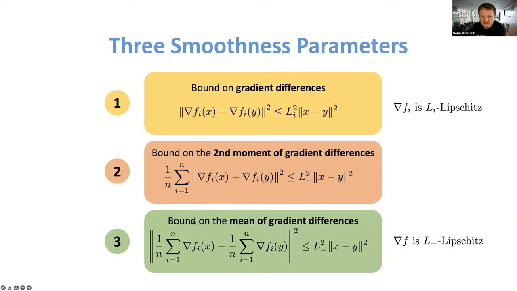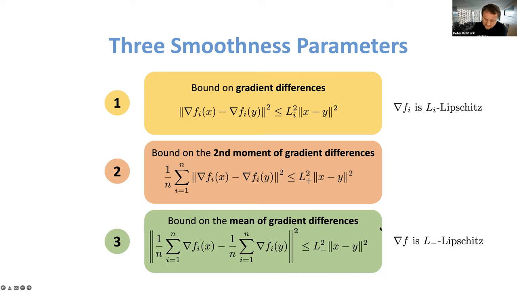So we have these three quite standard notions of smoothness. The first and the third are completely standard: F being L-smooth and Fi being Li-smooth. The second is a little bit exotic, but in some papers you can find it. This is sometimes called average smoothness, but I want to think of this as a bound on gradient differences: the second moment of gradient differences and the mean of gradient differences.